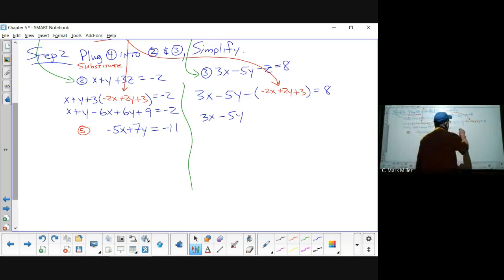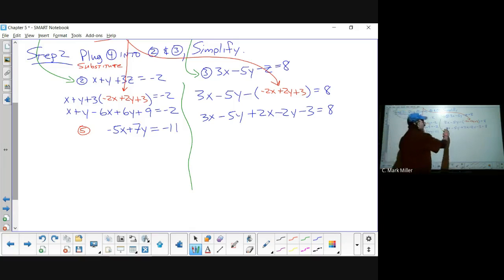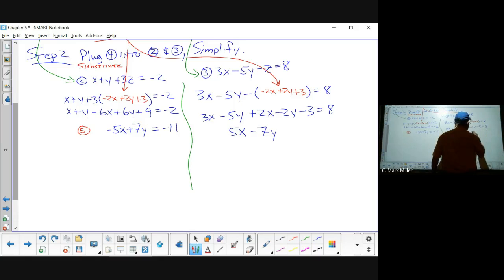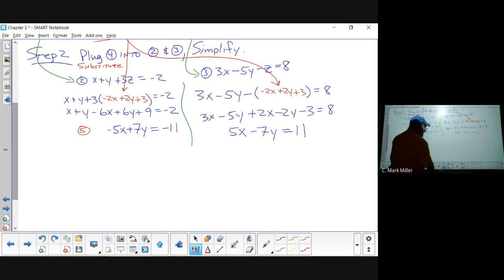Then here, 3x minus 5y plus 2x minus 2y minus 3 is 8. Three plus 2, 5x, minus 5y minus 2y is minus 7y. Minus 3 goes on the other side as an 11. Does that look familiar? You see how one is just the negative of the other? Right? Now, this is equation 6.